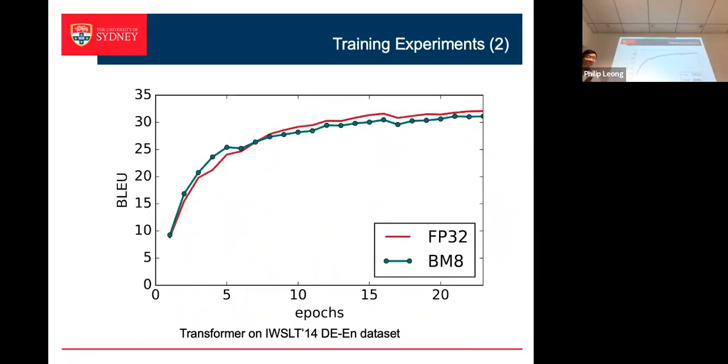This is a small transformer. This is German to English machine translation, and the metric is this BLEU score. And this is the number of epochs. And we observed that our 8-bit block Minifloat format got very close to 32-bit results.